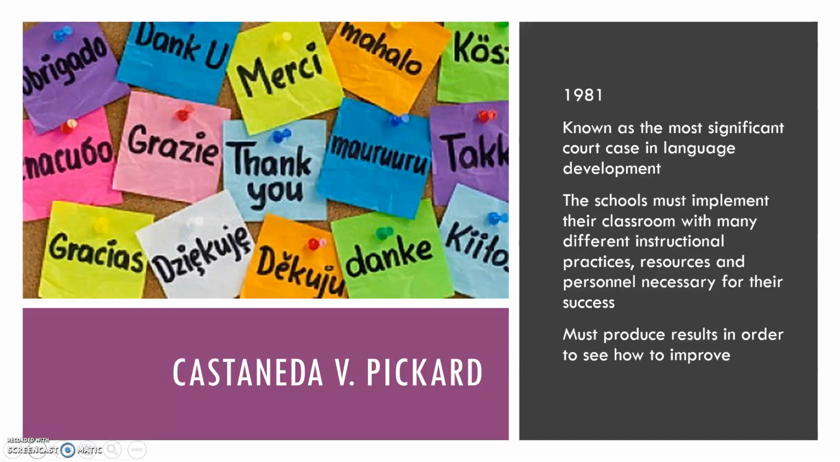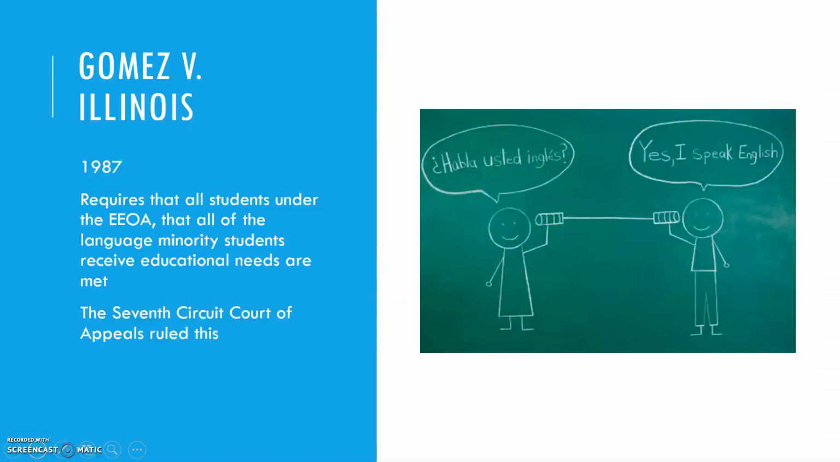Castañeda versus Pickard. In 1981, this was known as the most significant court case in language development in schools. Schools must equip their classrooms with many different instructional practices, resources, and personnel necessary for their success. They must produce results in order to see how they improve. Many times in this case, there were not any results, so they didn't know if they were doing bad or worse or better.